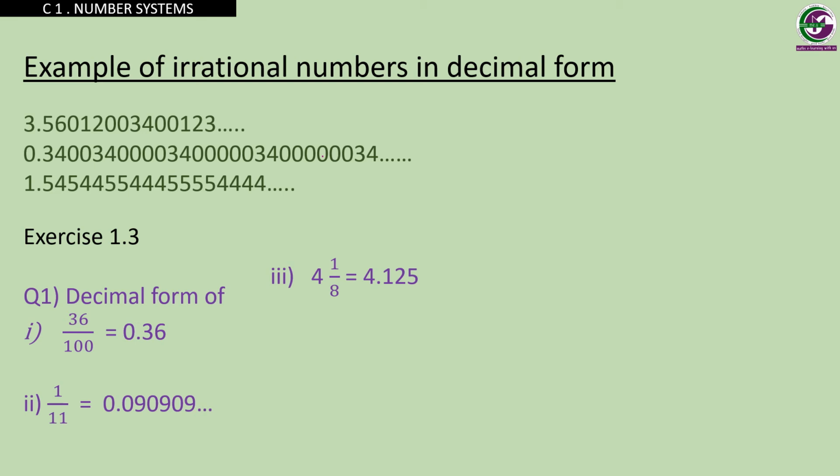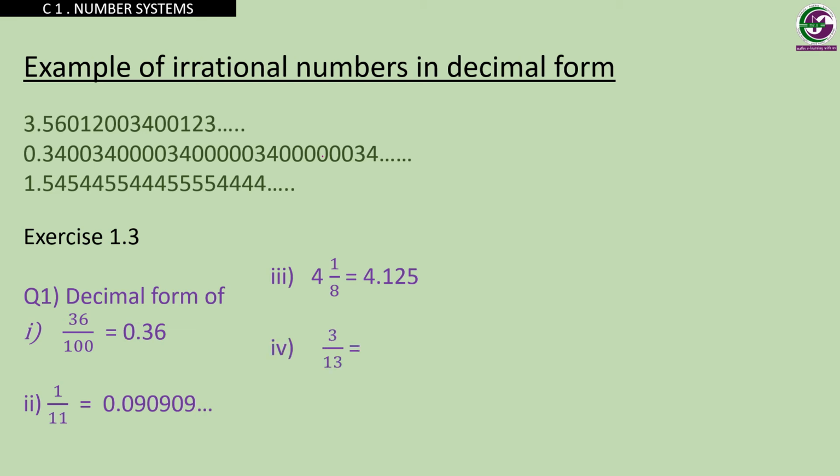Next one is a mixed number. So here 4 is a whole number, so we keep 4 as it is. 1 by 8 is a fraction. Do the long division as we did, and then you will get the answer 0.125, and it will end there. So add 4 to it, you will get the answer 4.125. It is also a terminating decimal.